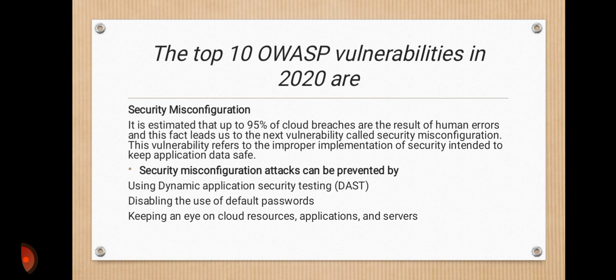Next one is security misconfiguration. It is estimated that up to 95% of cloud breaches are the result of human errors, and this fact leads us to the next vulnerability called security misconfiguration. This vulnerability refers to improper implementation of security intended to keep application data safe, and this can be prevented by disabling the use of default passwords.